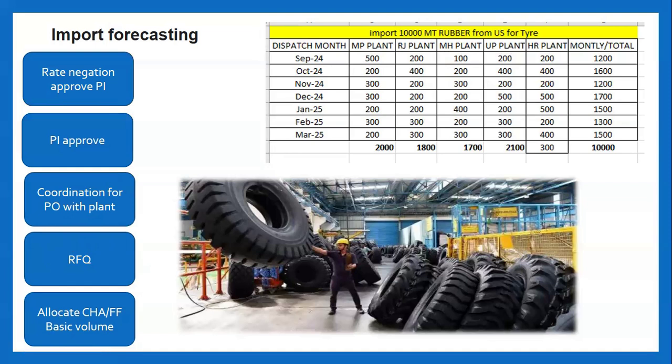Because as per booking, first we need to book the container as per the readiness of the cargo. Here we are importing 1200 metric ton of rubber, so we need to check whether the rubber is ready or not. Then if the rubber is ready, we can book the cargo through our freight forwarder.